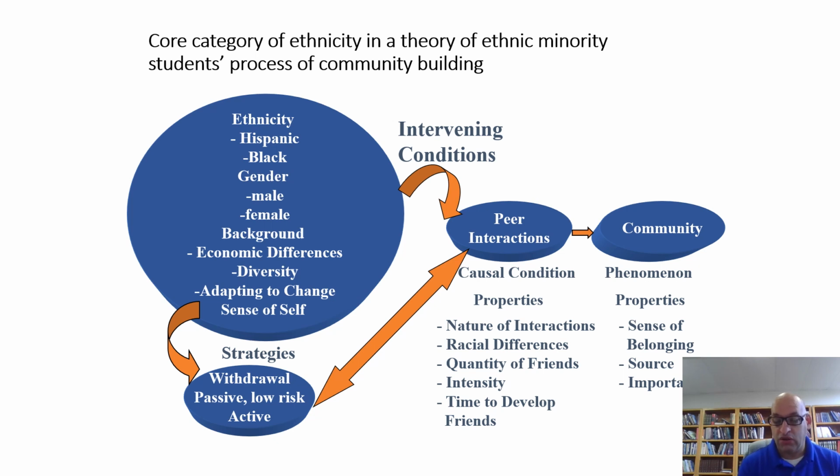And then you're adapting all that information. So you need to know what your population is and be able to explain how this fits within your research and how these classifications bring meaning to the interviews as well. We're looking at strategies: withdrawal, passive, low risk, active. We're looking at the interviewing conditions such as peer interaction, working through the properties all the way down to the phenomenon where there's a sense of belonging, there's a source of importance in terms of community that we're considering. Just remember, variable is important even in qualitative as it is in quantitative design methodology.